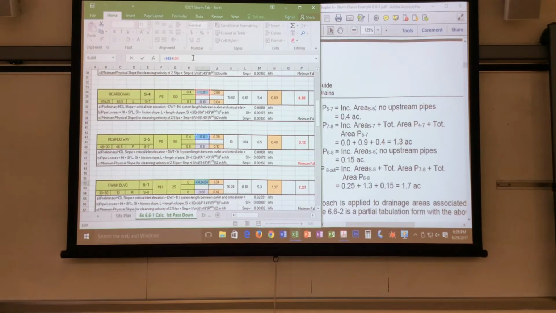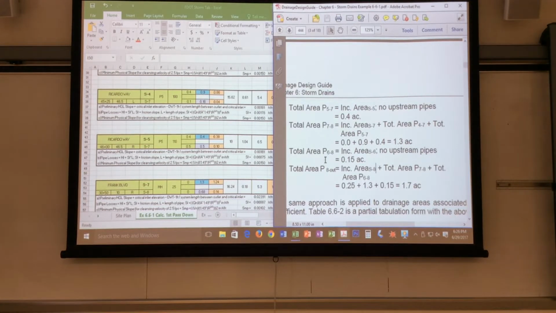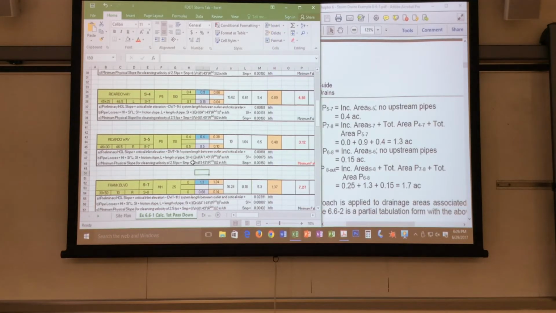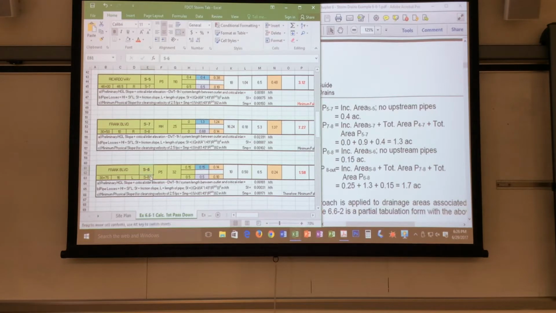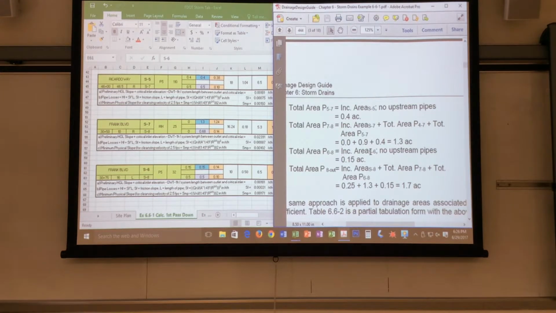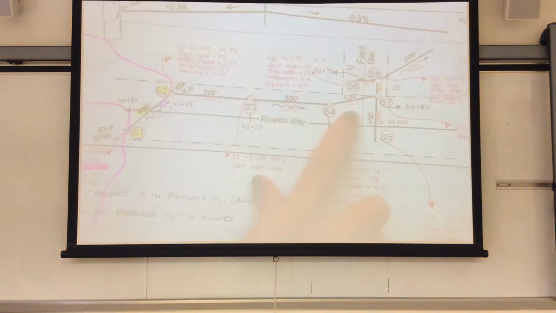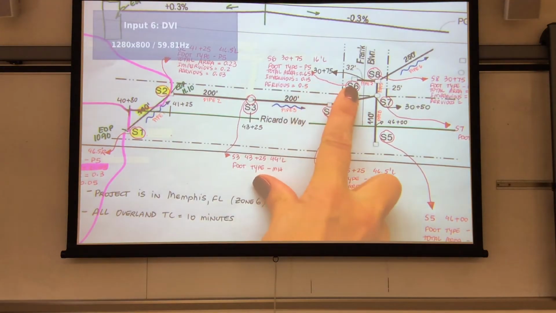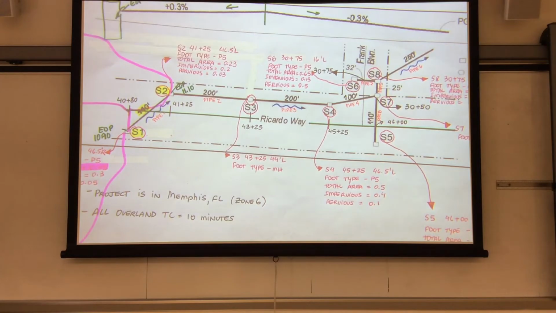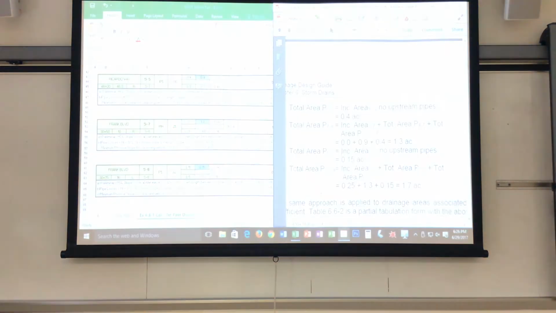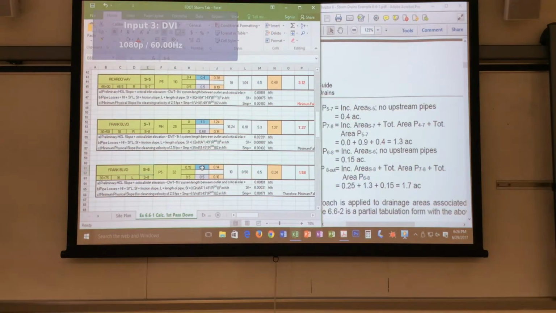All right. Now, the next one is total area to the structure from P6 to P8. So here's 6 to 8. Now, if you look at 6, there's no upstream pipes. So here's 6 right here. There's no pipe going to it. Okay. So its area is just the area that's going to the inlet itself.